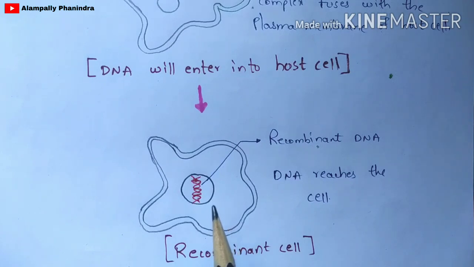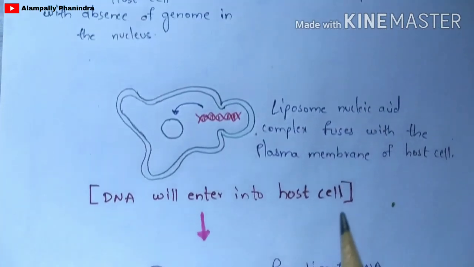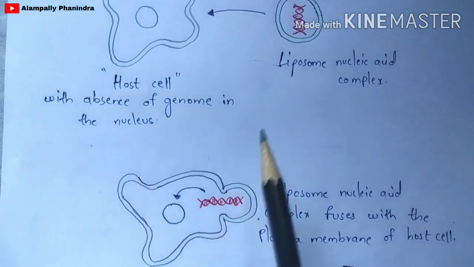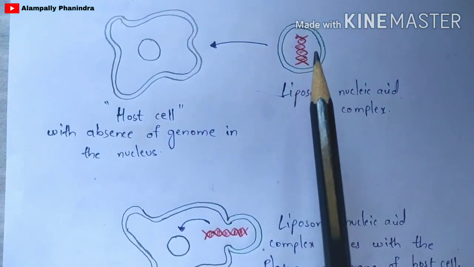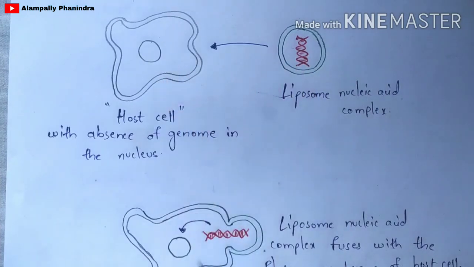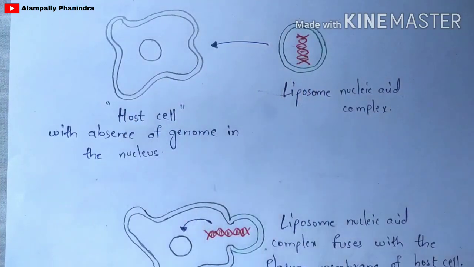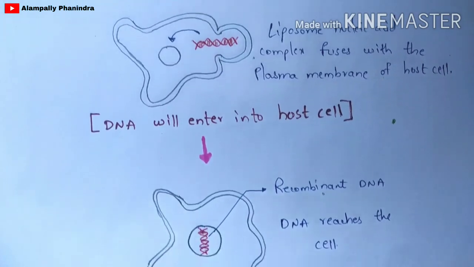Because we are applying a technique called gene transfer technique. So what is meant by gene transfer technique? Here we are transferring the genetic material from one cell to the other cell, right? So this is one of the cells, which is called a liposome, and the nucleic acid which is present in the liposome will get transferred into the host cell. So here the transfer has occurred, hence it is called gene transfer technique.